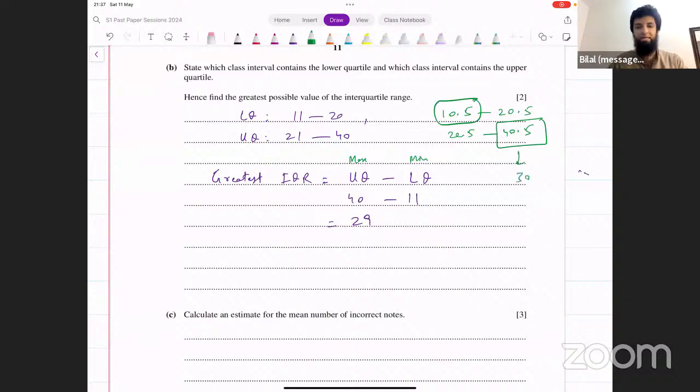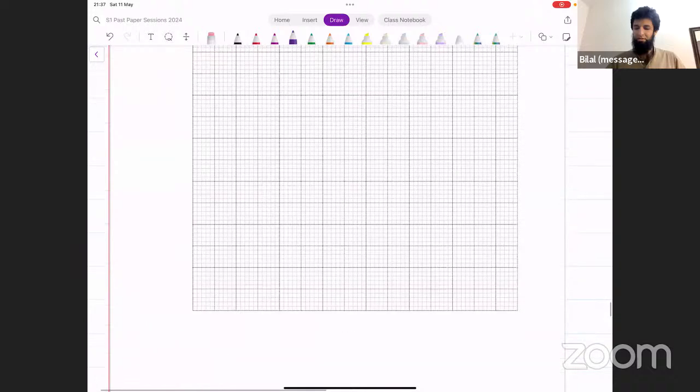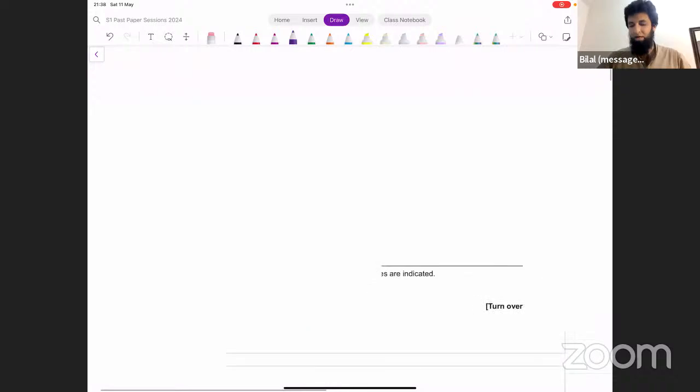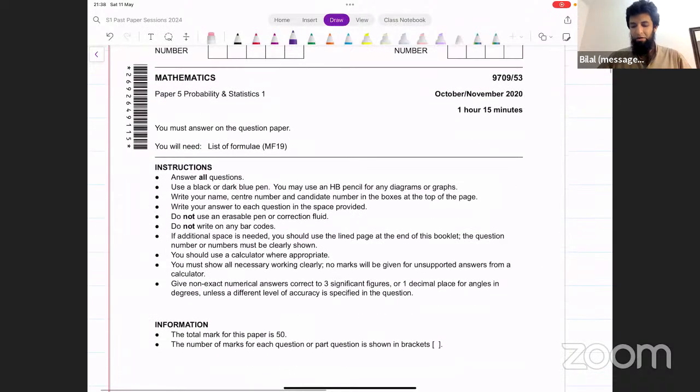In this case, the variable is discrete. That means it can only take integer values. So here you just do 40 minus 11. If it was a continuous variable, you would have done 40.5 minus 10.5, because those values could be in decimals as well. Okay, I hope that makes sense. You can do the rest of the parts. That's it for today. We have done difficult questions from 3 papers today, 5.1, 5.2, and 5.3 from November 2020.